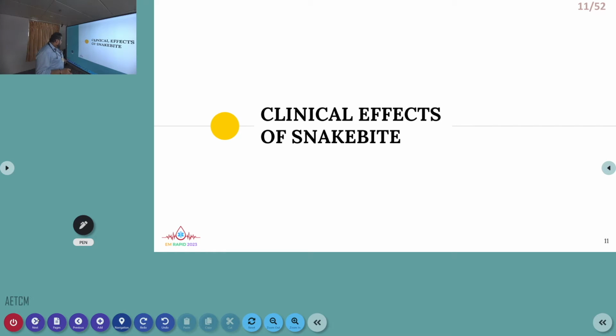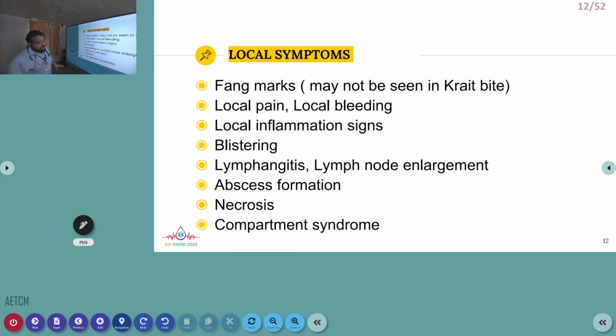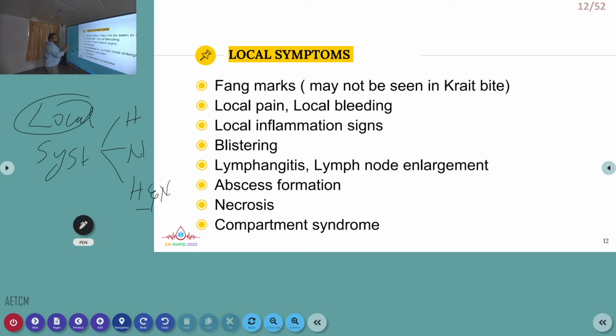Now coming to the clinical effects of snake venom, as I told, you can remember three things. One is local symptoms, and then you can have systemic symptoms, and in systemic symptoms, as I told, you can have three: cytotoxicity, neurotoxicity, and hemotoxicity. So you can have local signs plus systemic signs. In some patients you will have just local, some patients systemic as well as local, and in some groups only systemic. That's what we are going to discuss in the next few slides.